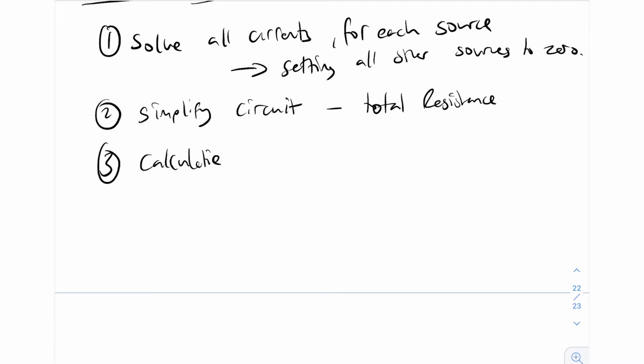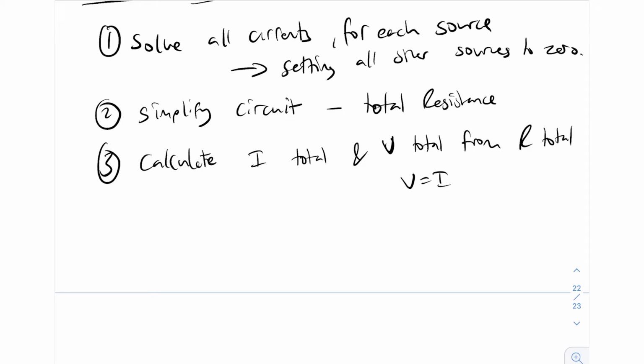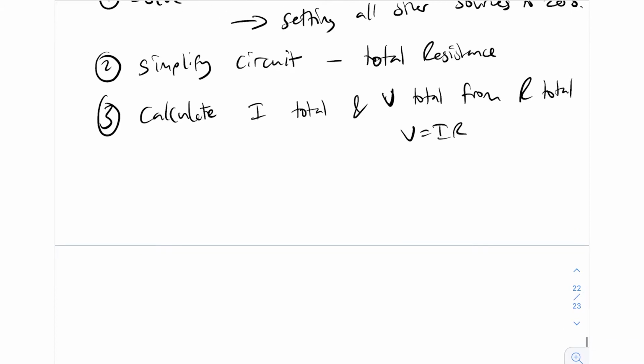Then number 3, you're going to calculate the total current, meaning the total current coming out of the battery. So calculate total I, or I total, and then V total. But obviously you're going to know V total from R total. So that's basically V equals IR, right?